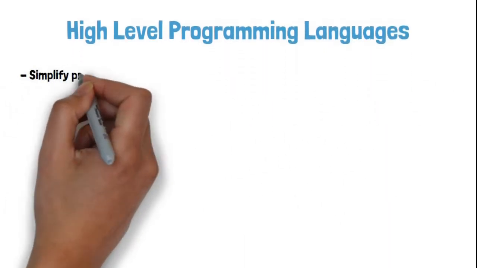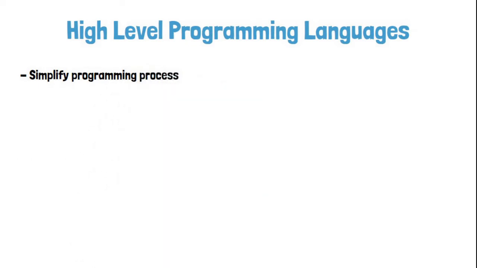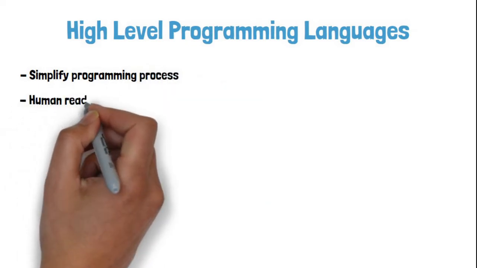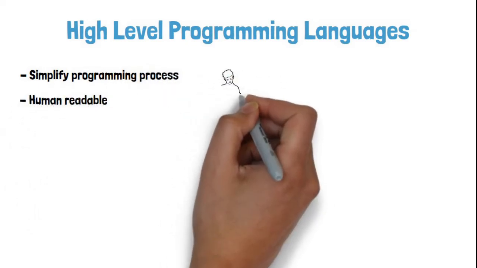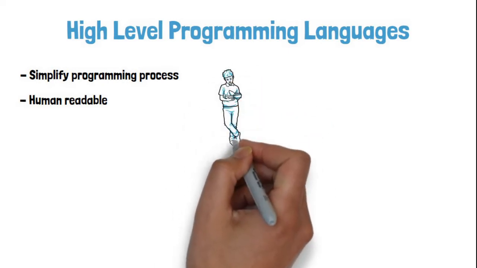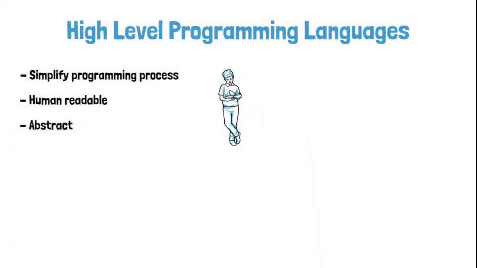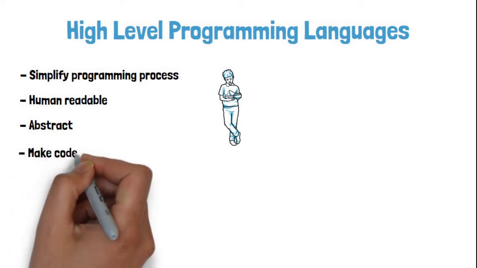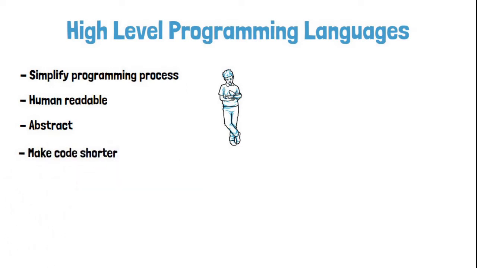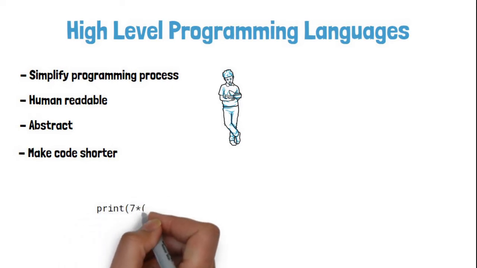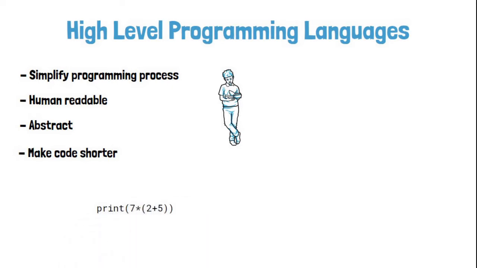High-level programming languages simplify the programming process, as they are readable to humans. Unlike sequences of zeros and ones, they also have abstractions, such that writing one command in a high-level programming language is usually equivalent to multiple commands in machine language. For example, in most programming languages we can write something similar to this: a print command where we ask to print the result of a simple mathematical expression.